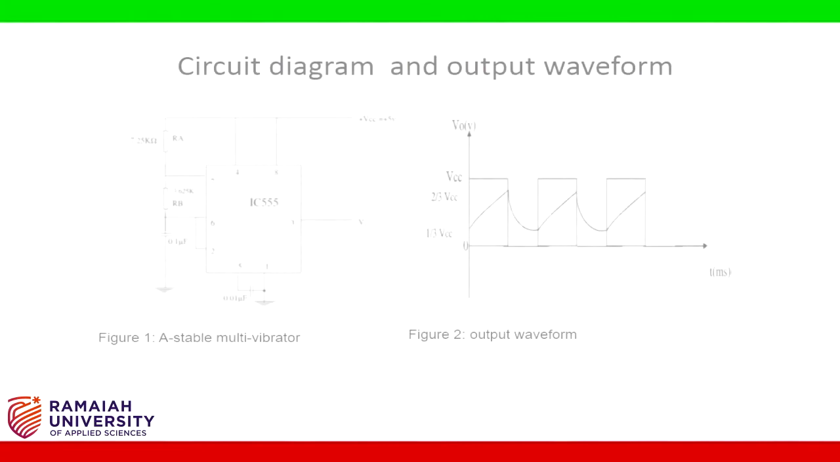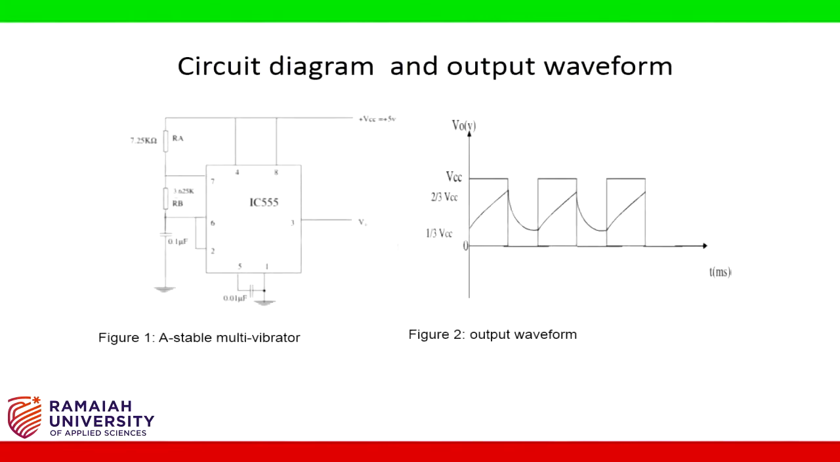The circuit diagram of an astable multivibrator and its output waveform is as shown in the figure. The output of an astable multivibrator is a square wave. During the positive cycle, the capacitor charges, and during the negative cycle, the capacitor discharges.